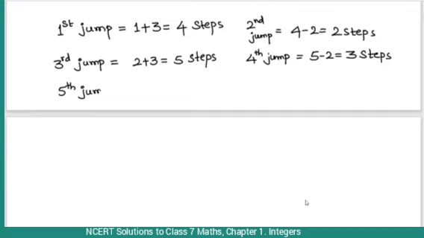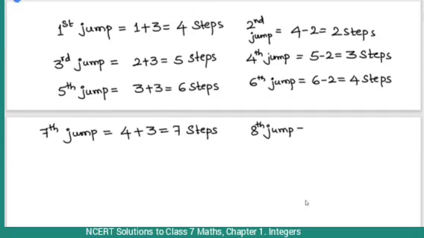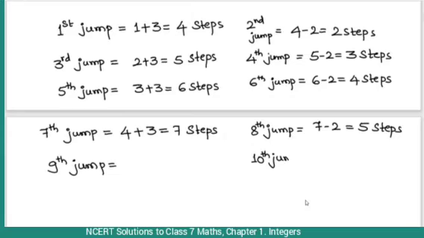Fifth jump, 3 plus 3, that is 6 steps. Again subtract 2 steps. At the sixth jump, 6 minus 2, 4 steps. Again add 3 steps. So in the seventh jump, 4 plus 3 is equal to 7 steps. In the eighth jump, subtract 2. 7 minus 2 is 5 steps. In the ninth jump, add 3 steps. That is 5 plus 3 is 8 steps.